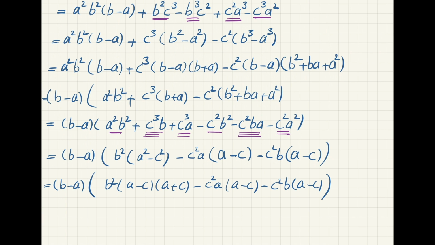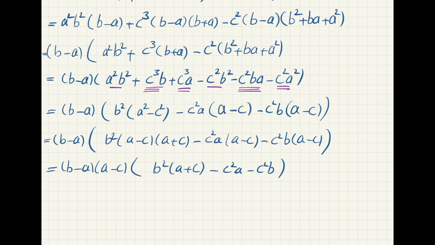Yes, now you can pull a minus c out from all of them, so this becomes b minus a minus c, and b squared times a plus c is left from the first one, minus c squared a minus c squared b. And still we might have a chance to factorize this even more, so let me multiply that. So this becomes b minus a minus c, and if I multiply that, it becomes b squared a plus b squared c minus c squared a minus c squared b.